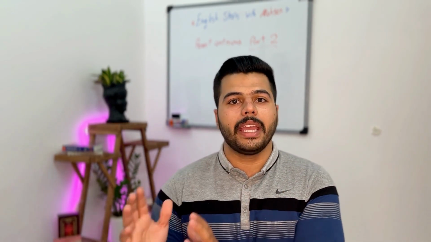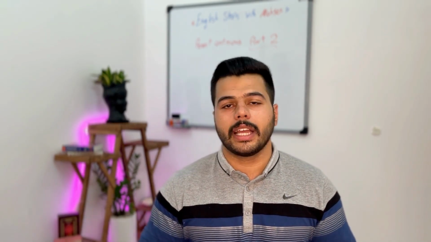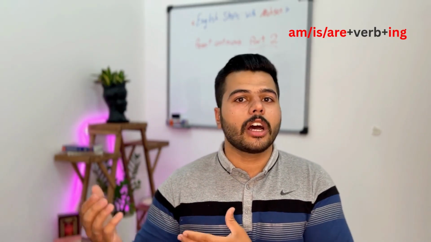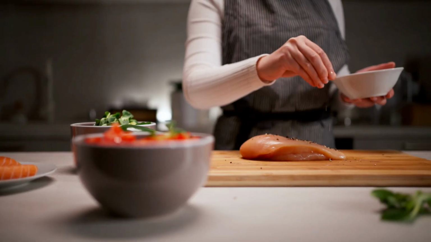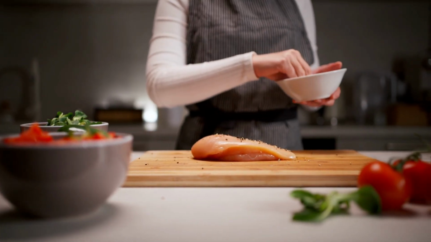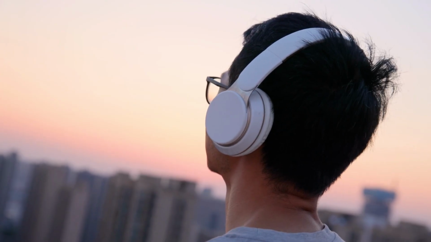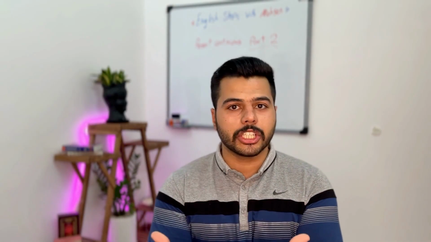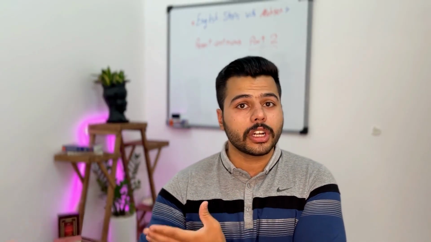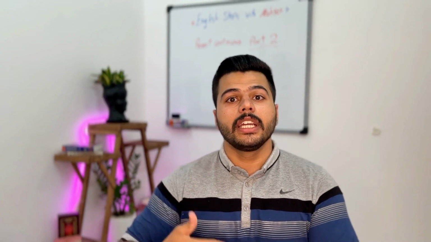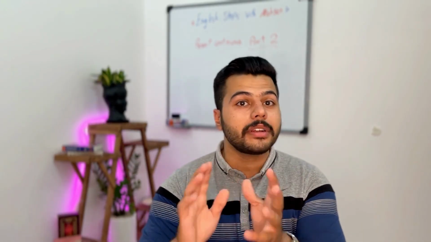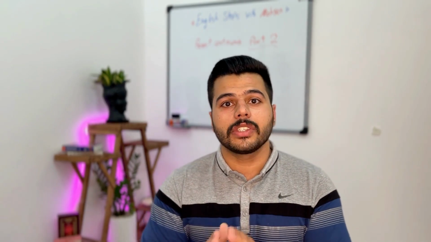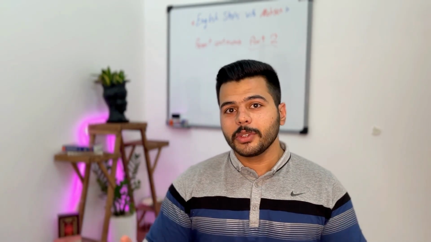So you can make sentences with present continuous tense by just using am, is, are plus the verb and ing. For example, I'm cooking, I'm watching some videos, I'm listening to my favorite music, and so on and so forth. We said that we use present continuous to express actions that started in the past but haven't finished yet. They are in progress. So another name for present continuous is present progressive because the actions are still in progress. But the story isn't finished.